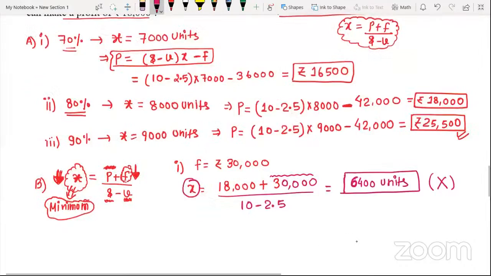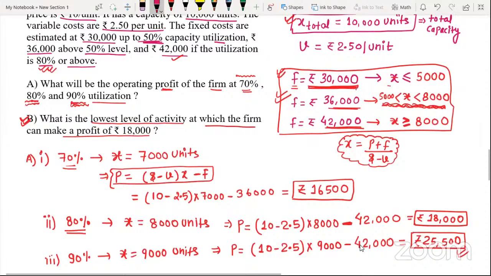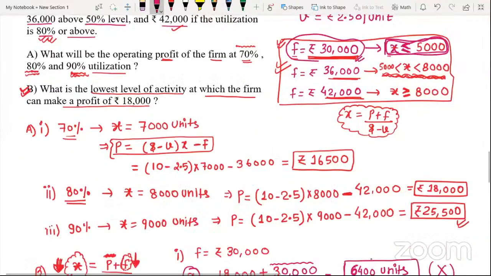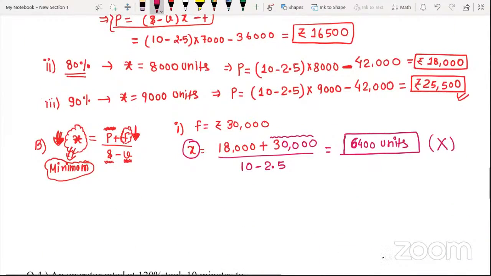But just look here, the fixed cost is 30,000 when the x value is less than or equal to 5,000. The condition has been already made that if the value of x is less than or equal to 5,000, then only the fixed cost is going to be rupees 30,000. And look here, you are getting x 6400, that is more than 5,000. So this is not possible, you cannot produce it, because this is more than 5,000. So this fixed cost we won't get.